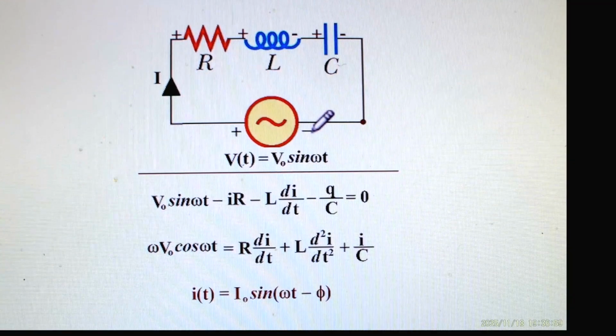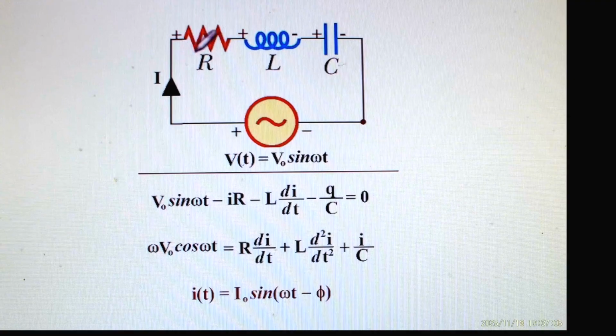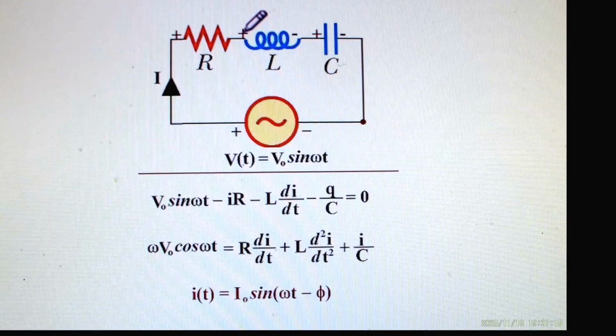We go through the source from negative to positive, we gain this much potential. We go through the resistor along current, we lose this much potential. When we get an inductor, because of Lenz's law or back EMF, this side is positive. So we go from positive to negative, we lose this much potential.